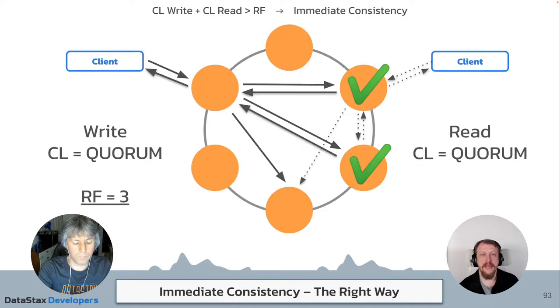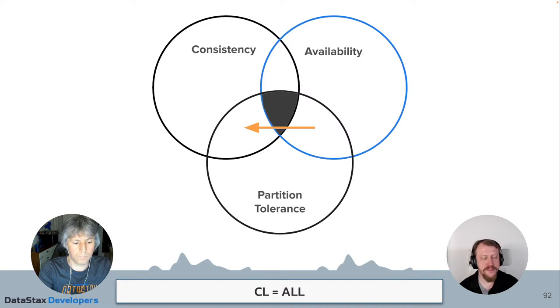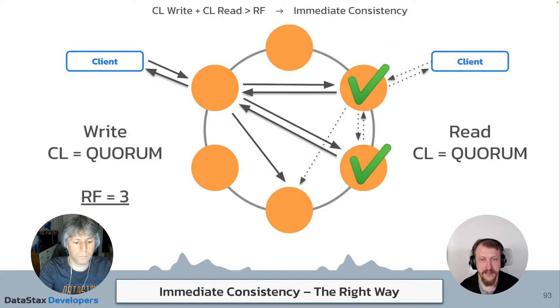Well, now there is a question. Can we try to get as close as possible to the center? I mean, okay, the center is unreachable, but can we get very, very close to the center, as much as possible? The answer is yes. There is a solution known as immediate consistency. Immediate consistency, speaking scientifically, is a pretty simple idea. If the consistency level of a write plus the consistency level of a read is higher than the replication factor, your data is immediately consistent.